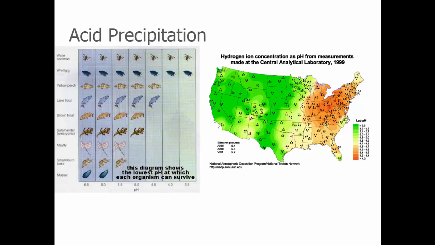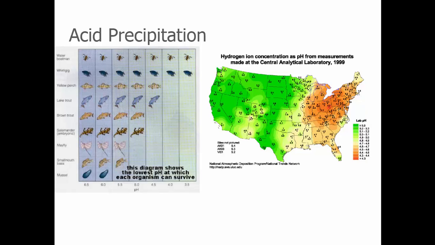This map shows where acid precipitation is mostly a problem. And where is it? Red is more acidic precipitation. It's us. We live right in the heart of where acid precipitation is most affecting us.